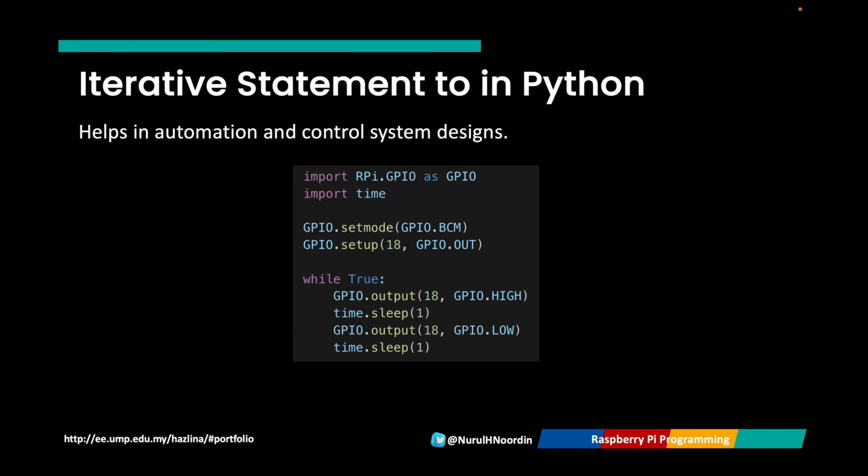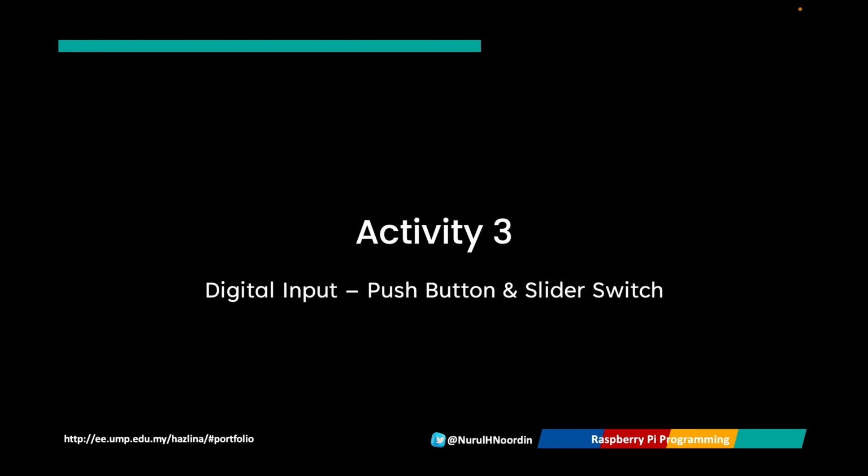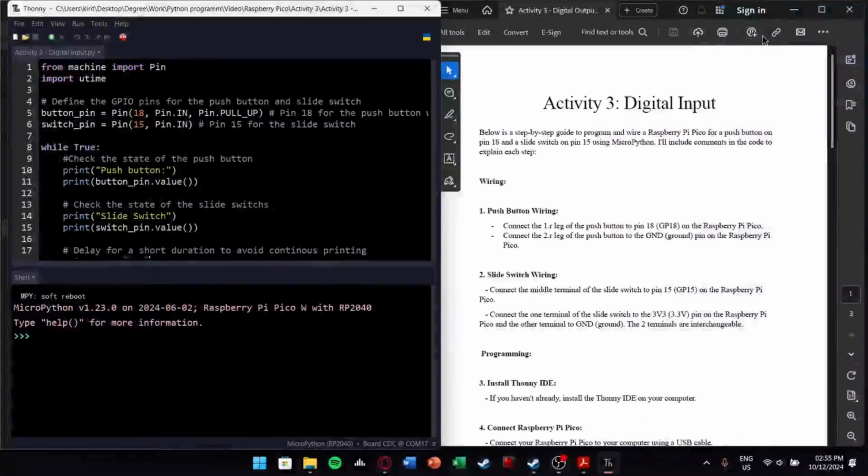Loops help us execute tasks repeatedly. In this example, we will blink an LED in an infinite loop, making it turn on and off at 1 second intervals. Loops are essential for automation and real-time systems such as traffic light controllers and sensor-based alerts. Here's a step-by-step guide to program a Raspberry Pi Pico to light up an LED on pin 14 using MicroPython.